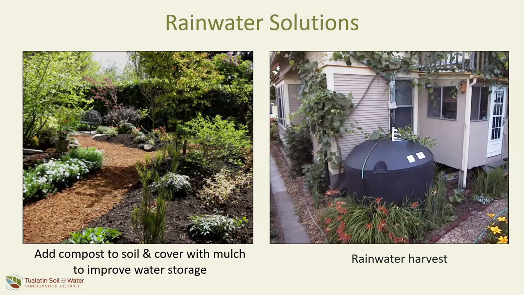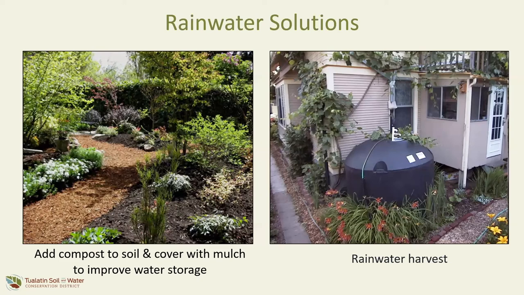On the right, you see an example of harvesting rainwater. So that's a cistern that has been hooked up to the gutter system in the downspout. And this allows you to capture the rainwater from your roof and use it on your property. So you can be watering your landscape with it. And that means that it's staying in the place where that rainwater is falling rather than running straight into the sewer system.